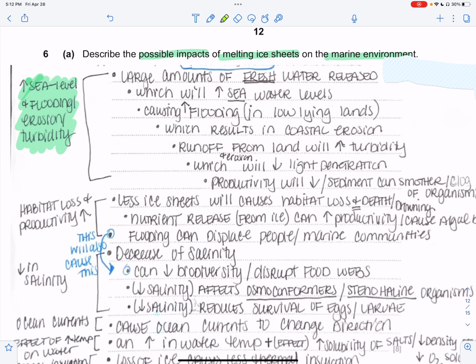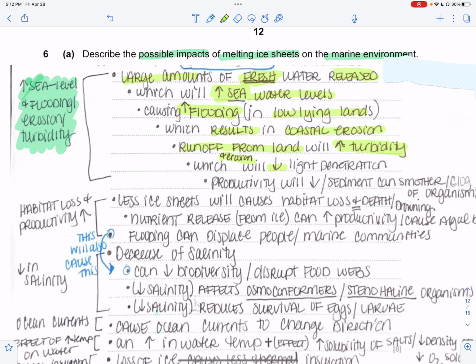You're going to have large amounts of fresh water, underline, being released. This will increase seawater levels, which can increase flooding in low-lying lands. All that flooding is going to disturb a lot of sediment. This will result in coastal erosion. Runoff from the land will increase turbidity. And then, of course, erosion, because it's bringing the sediment with it.